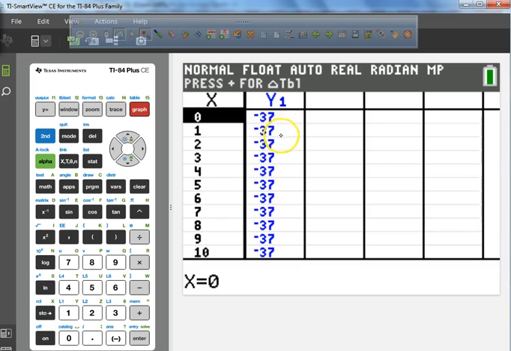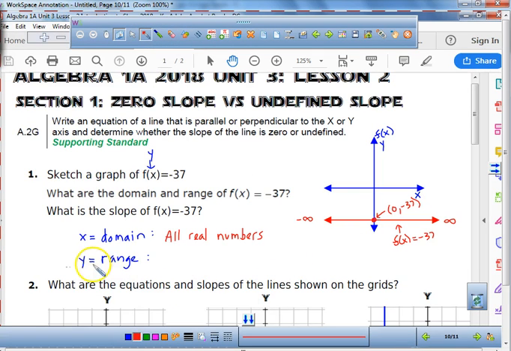Now listen, you math people. What is my y value always equal to? Negative 37. By the way, when I say y is equal to the range, what's my range equal to? Right. That's why it's negative 37.